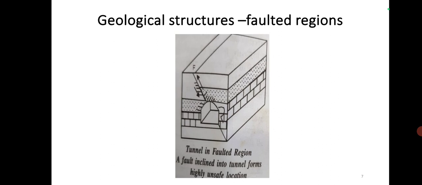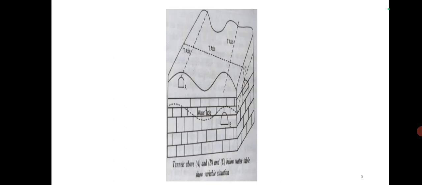Also, the hydrological conditions, how they affect tunneling. Here is a photograph which shows tunnels. Here you can see the letter A, and if the tunnel is aligned as shown in A, the tunnel is lying in impermeable strata, because here the water table is well below the tunnel. So that is actually most preferred.